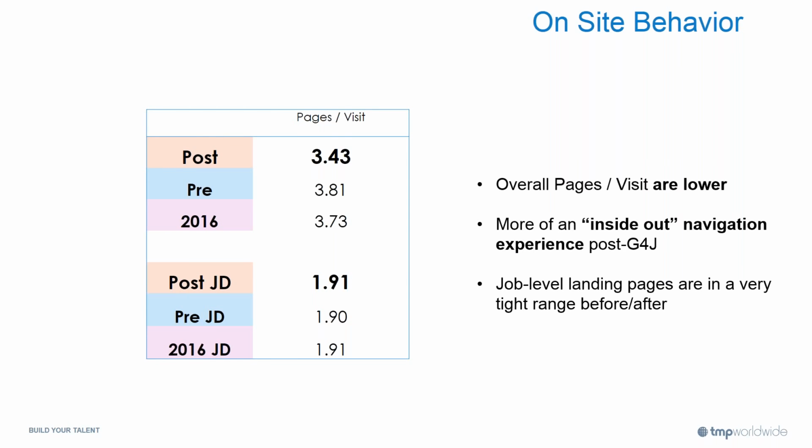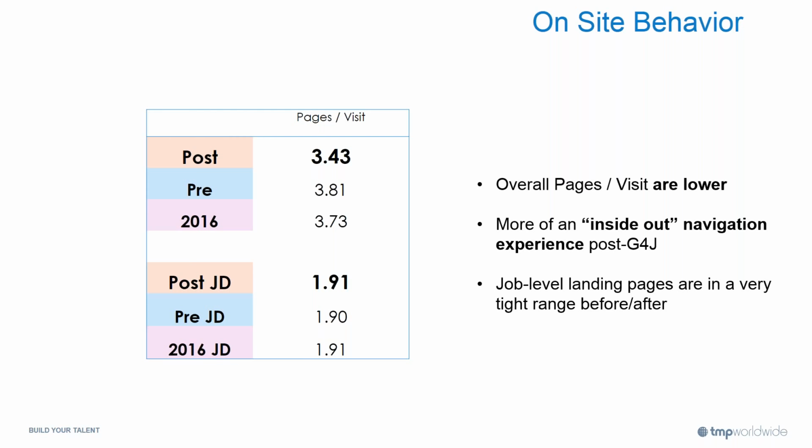So just looking at overall pages per visit. On top here in the peach cell, which you'll see throughout, "post" means during Google for Jobs. So the average Google Organic visitor in the Google for Jobs era spends 3.43 pages per visit on a career site. Right before that, it was 3.81, and last year was 3.73. So that has narrowed as well. That difference between the two has come down, it's been tighter.